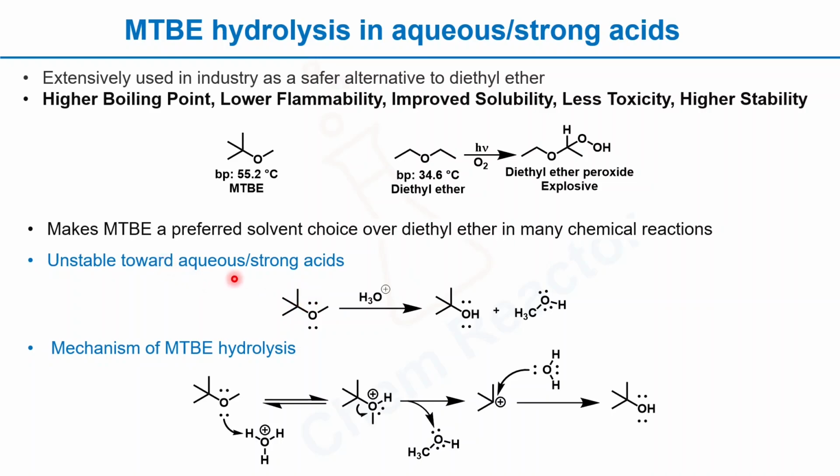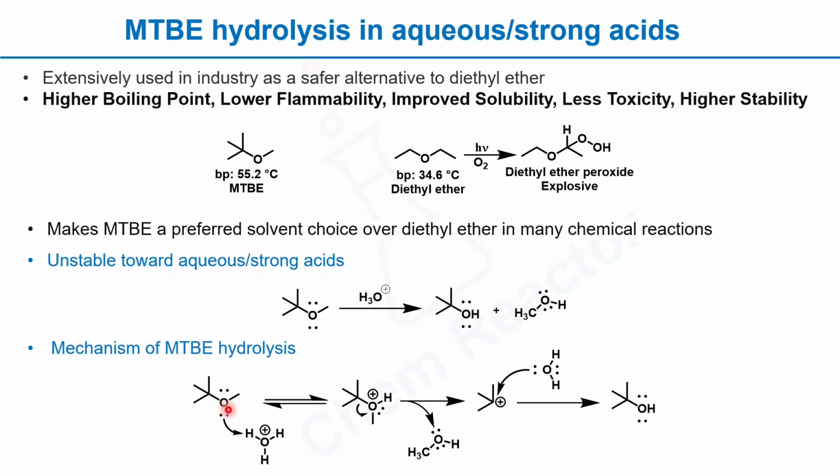That's the instability towards aqueous or strong acidic conditions. Here we use MTBE in many chemical reactions, but sometimes if we're using strong acidic conditions, this MTBE can get hydrolyzed to tert-Butanol and methanol. Here is the mechanism of MTBE hydrolysis.